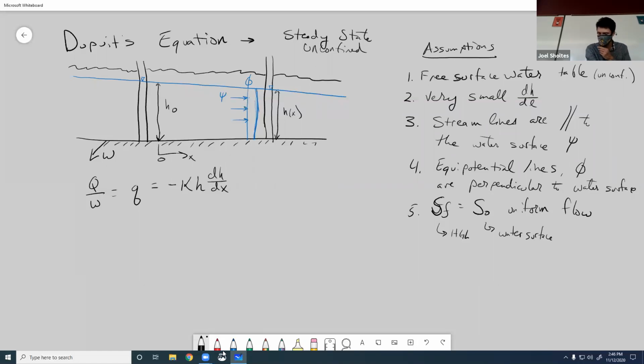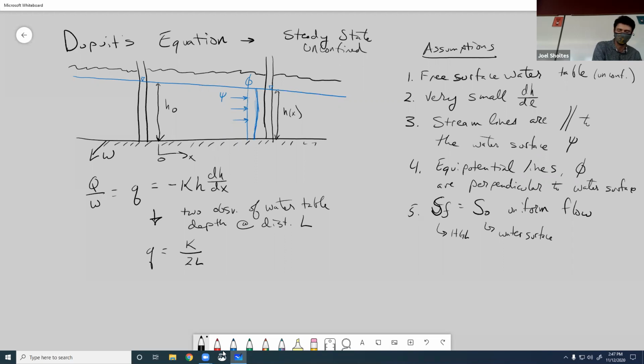So there's a derivation here, and I'll post my version of it on Canvas. It's also in your book, but we're going to skip the derivation, and we're going to say that based on 2 observations of the water table at distance L, then the discharge can be related to those observations and the hydraulic conductivity.